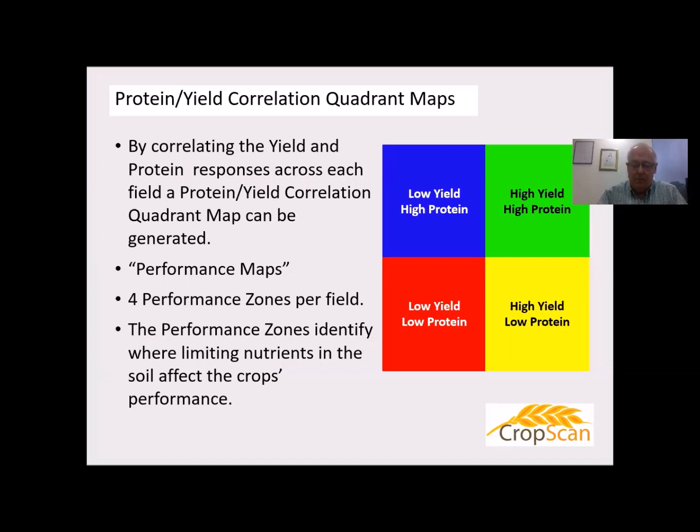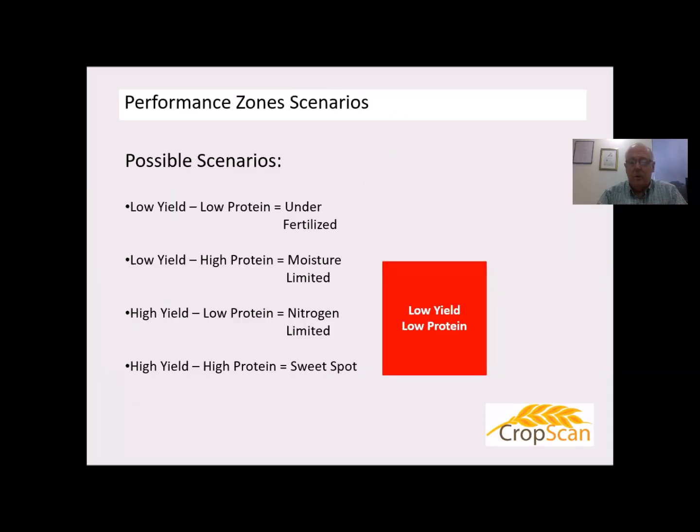So if you have low yield, low protein, what that should be saying is that you've basically under-fertilized. You have left yield, quantity, and protein quality in the field. You could have increased your payments if you had added extra fertilizer in those areas.